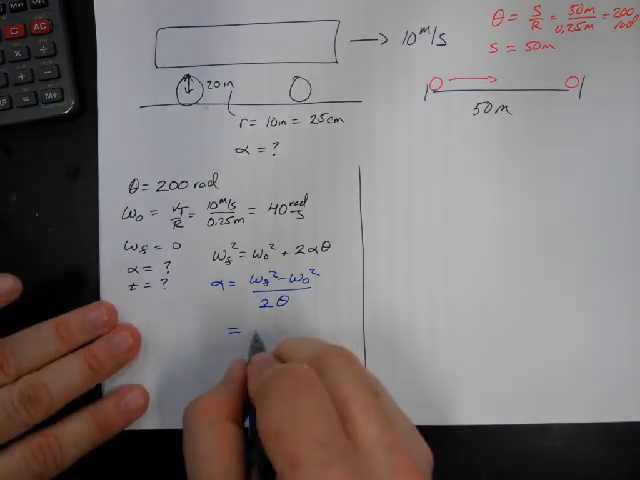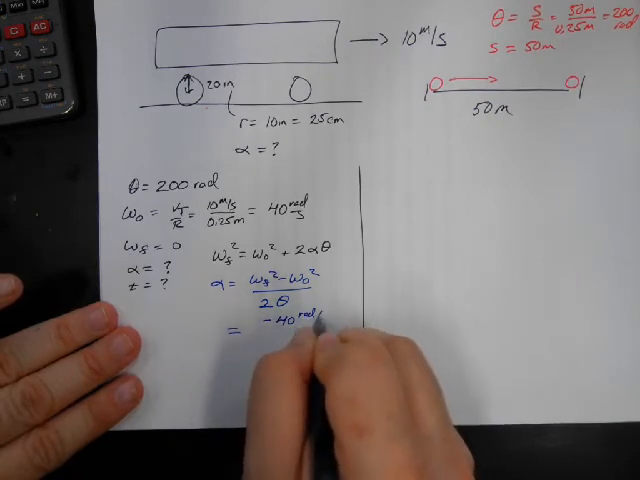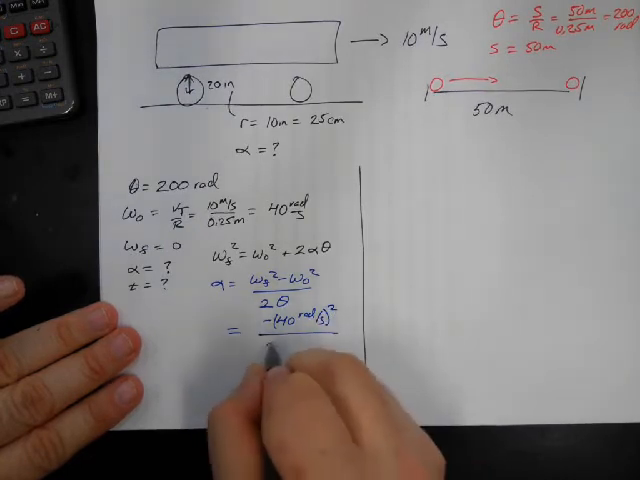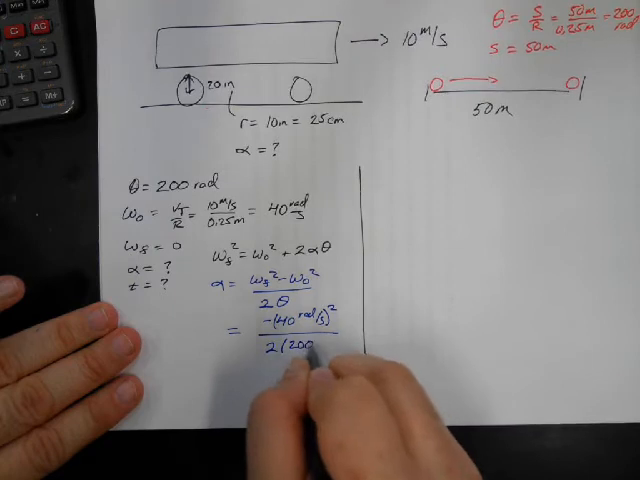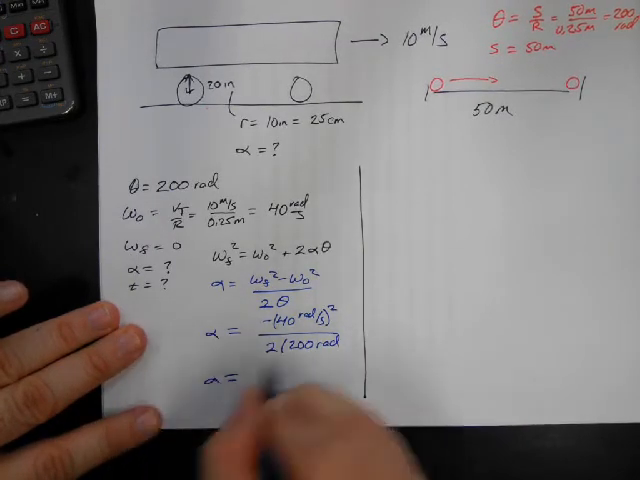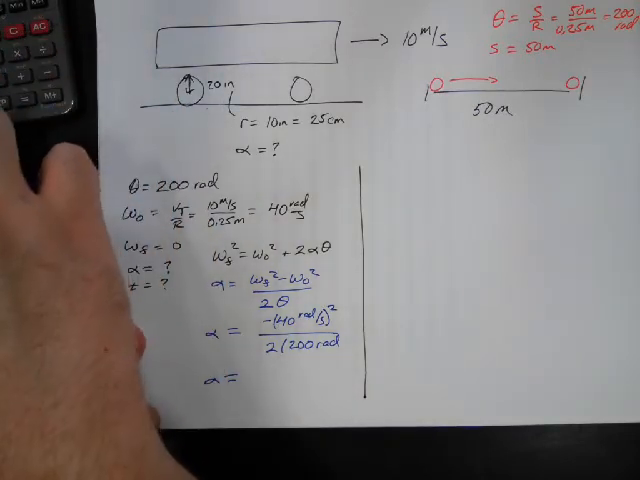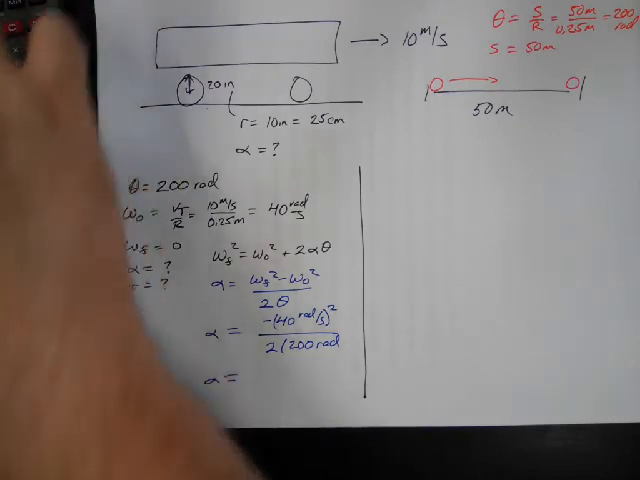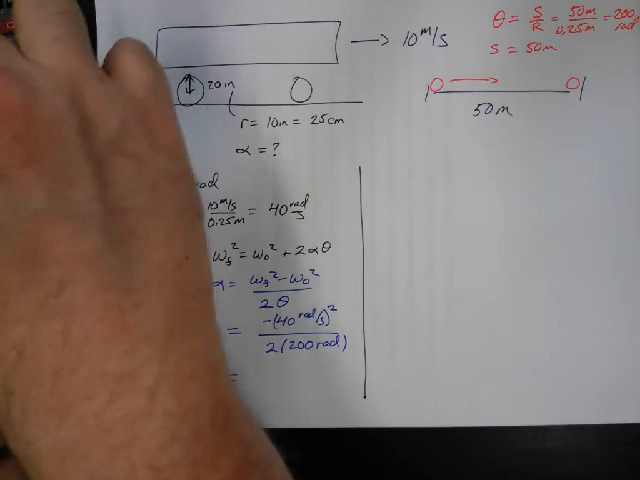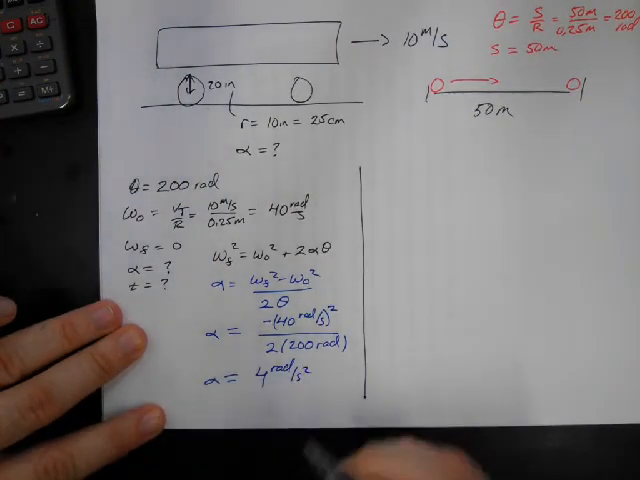And that's going to be minus 40 radians per second squared divided by 2 times 200 radians. And what we should get, 40 squared is going to be 1600. Yep. And we're going to divide by 400. And that is going to be 4 radians per second squared. Okay.